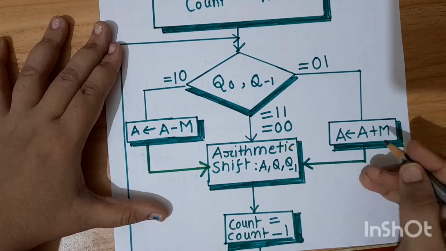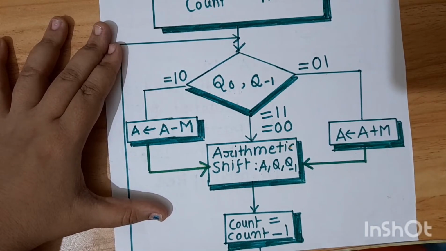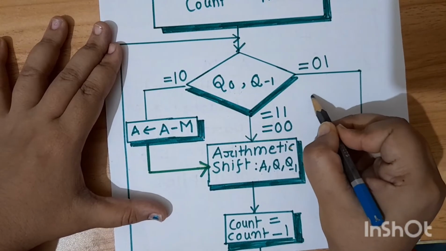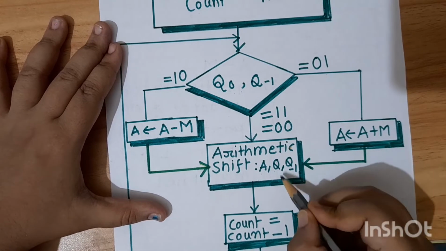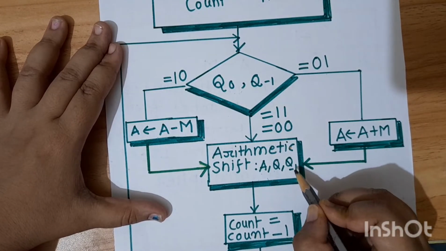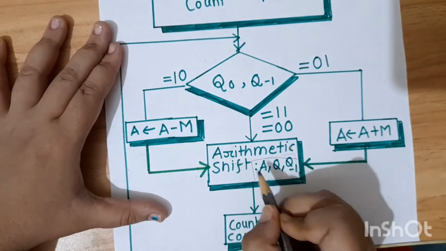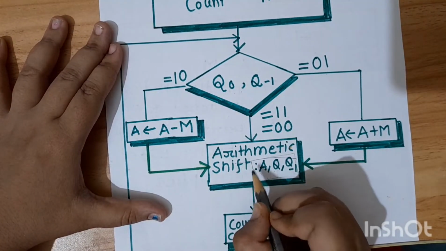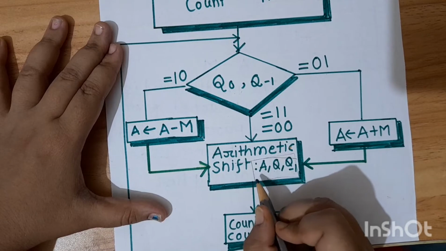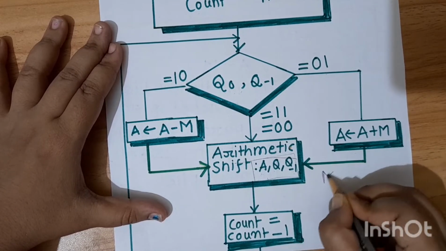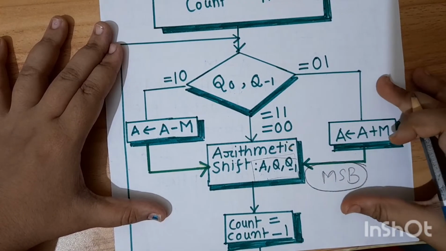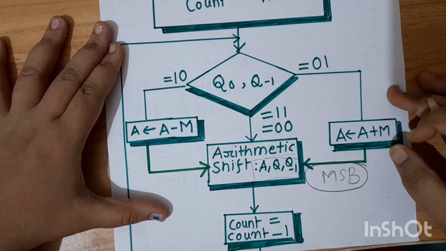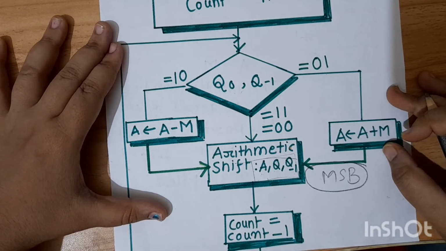And please note, while doing the arithmetic shift right operation, the MSB of A would remain the same. After the arithmetic shift right operation, the MSB bit will be vacant, and it would be the same as the old value of A. That MSB bit will remain the same because it contains the sign bit. We are doing the multiplication of signed numbers.